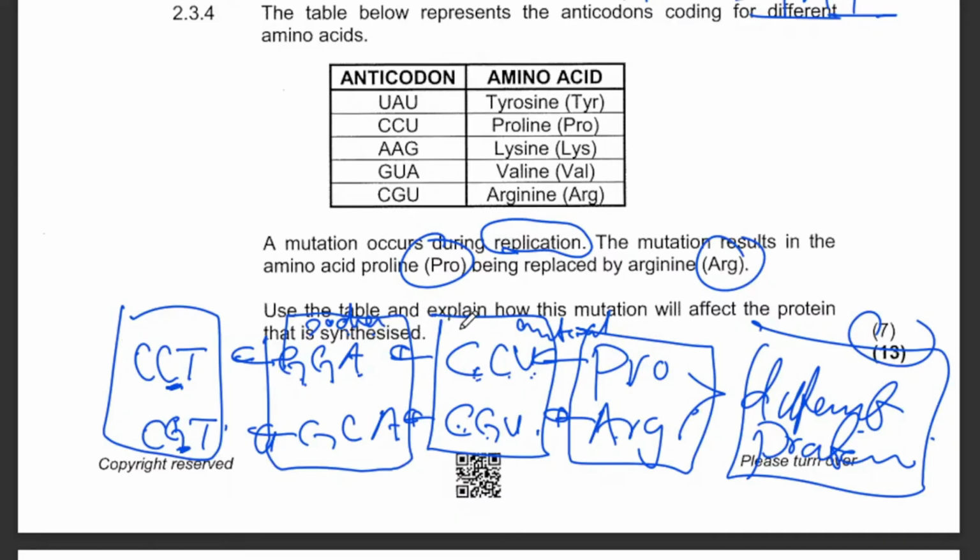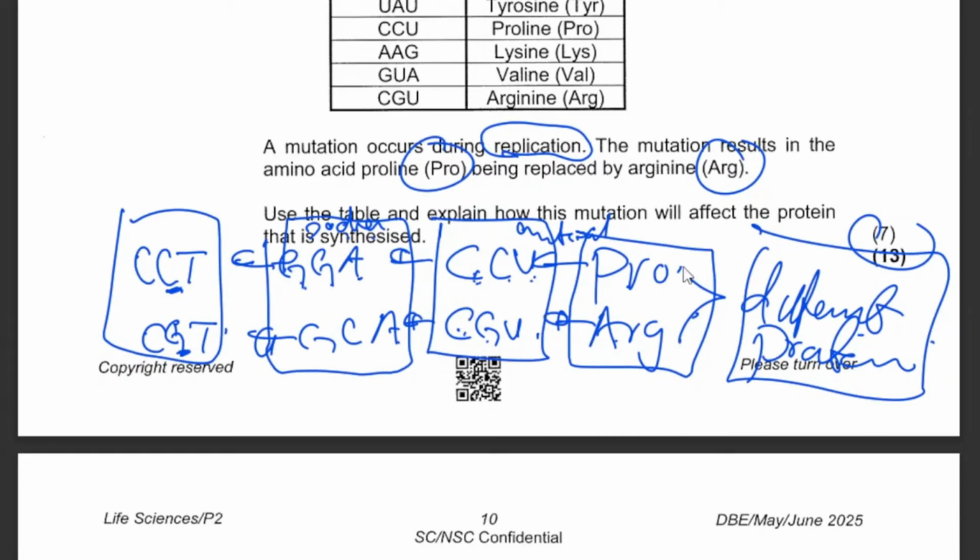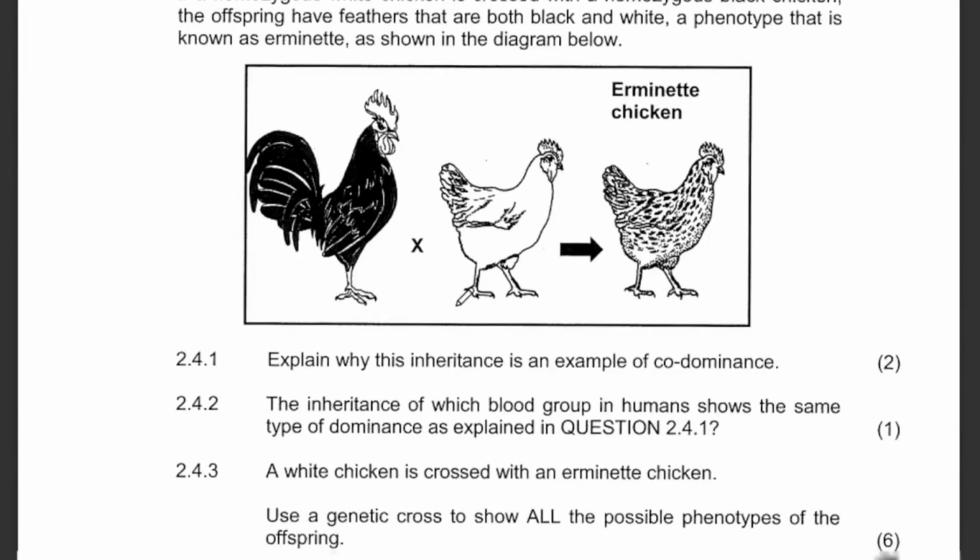So that mutation, if you see that the amino acids are different, it results in a different protein. Sorry, if the amino acids are the same at the end, it results in the same protein. All right, I hope you guys got it.